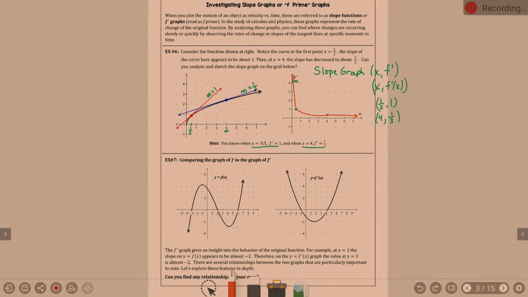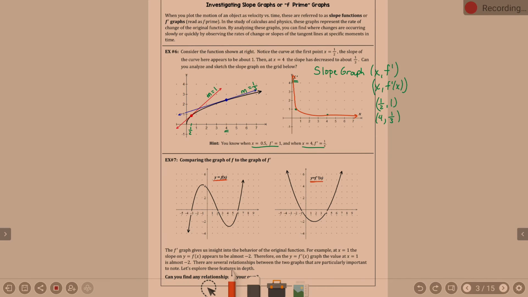Now, graphs will always be labeled, yes? So with this first graph is the regular graph. The second graph is the derivative graph. Okay? So always look for those. The derivative graph gives us the insight into the behavior of the original function. And the hints they gave us, for example, at x equals 1, the slope appears to be almost negative 2. Therefore, in the derivative graph, the value at x equals 1 is almost negative 2.